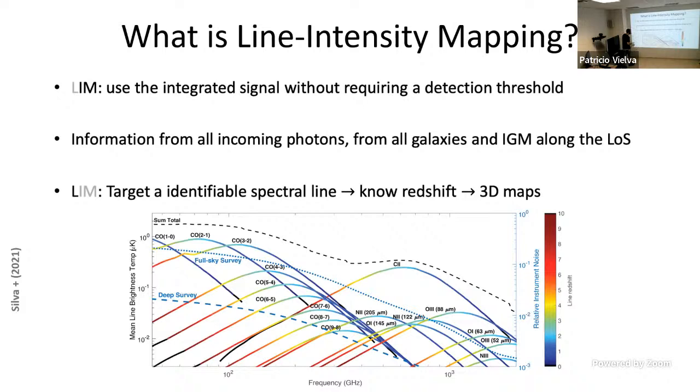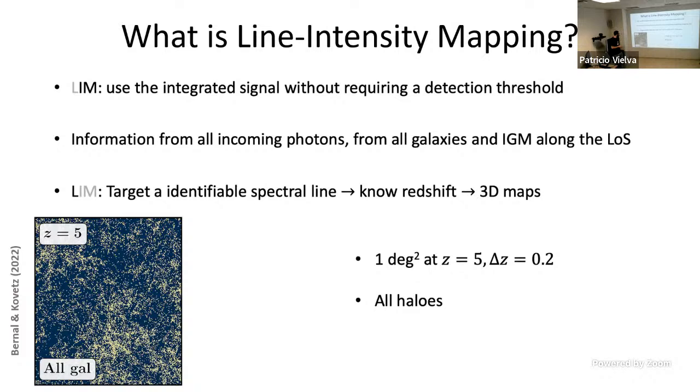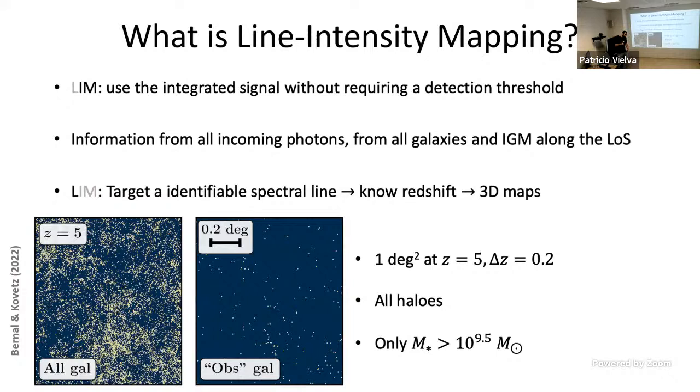Okay, so let me give an example of how this works for cosmology with respect to a galaxy survey. This is basically all the galaxies that we would have in a patch of like 1 square degree of the universe and a slice of 0.2. And this is basically all those points. If we apply a threshold, which you can think is more or less motivated, to have a proxy of which of those galaxies will be detected, this will be the one.